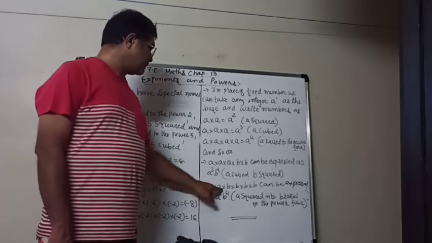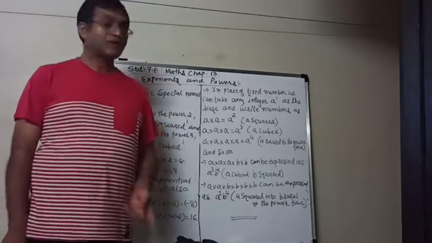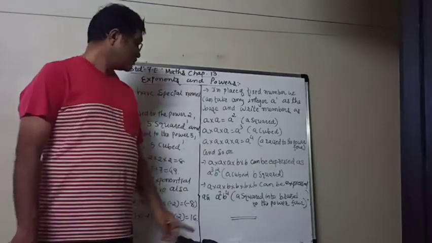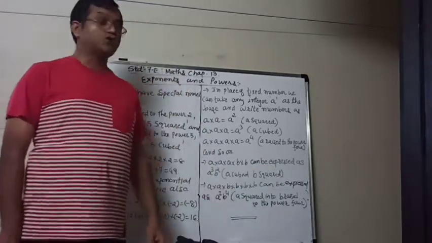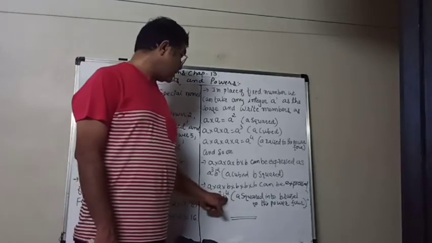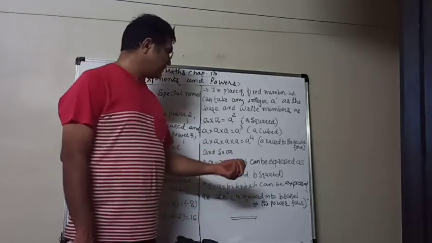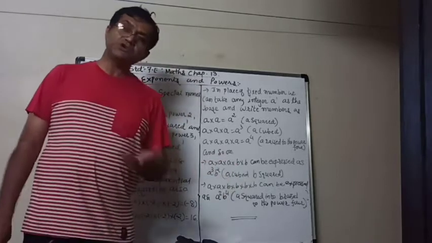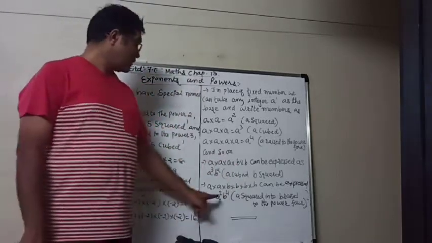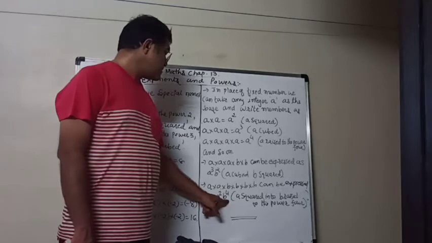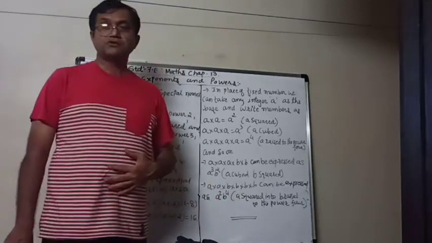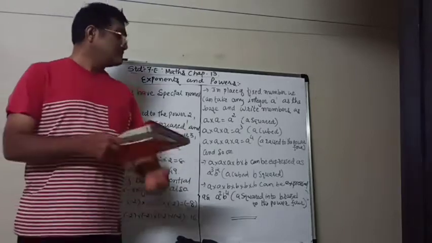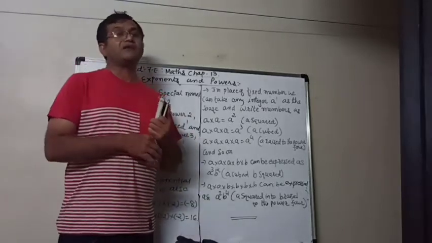So a multiplied by a is a squared. B multiplied by b multiplied by b, how many times? 4 times. So b raised to 4. You can read it as a squared into, meaning multiplication, b raised to the power 4. Here you can use the multiplication sign, or if you don't use it, that is also not a problem. So we read it as a squared into b raised to the power 4.